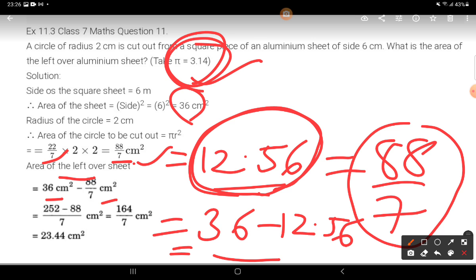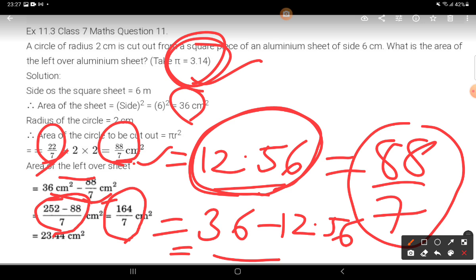And if you are doing it by taking 22 upon 7, if you have kept the pi value as 22 upon 7, so the answer is 88 upon 7. If your answer is in fraction, then here 36 minus 88 upon 7, you will take out the LCM. So after taking out the LCM, this 7 will be multiplied here, so it will be 252 minus 88 divided by 7. So at the end it will be 164 divided by 7. Okay, 164 upon 7. So your answer will be 23.44. So this will be your answer in fraction after taking the LCM.